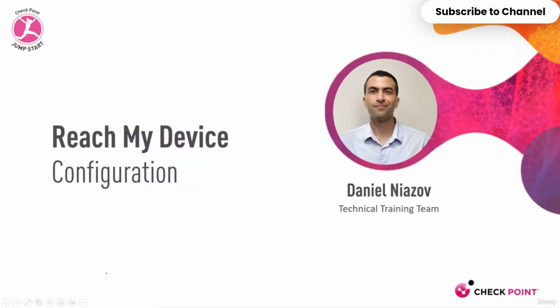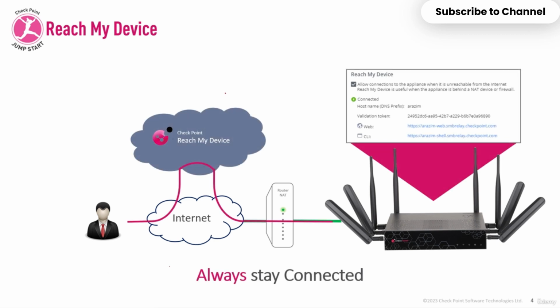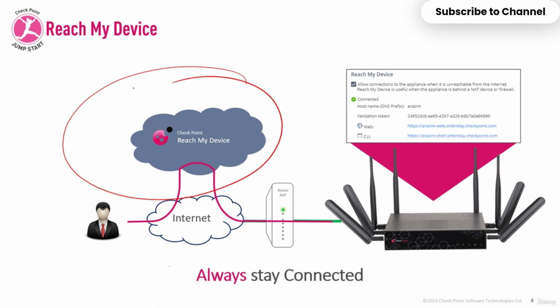Reach My Device configuration. By the end of this training, you'll be able to configure Reach My Device. The Reach My Device service allows you to remotely connect to the appliance from the internet so that you can use the web UI or CLI when necessary. This is done by tunneling the administrative UI or CLI connections through a Check Point cloud service. Such configuration is very useful in instances where the appliance is behind a NAT device or firewall and cannot be reached directly. In addition, the feature makes it easier to access an appliance with a dynamically assigned IP address.